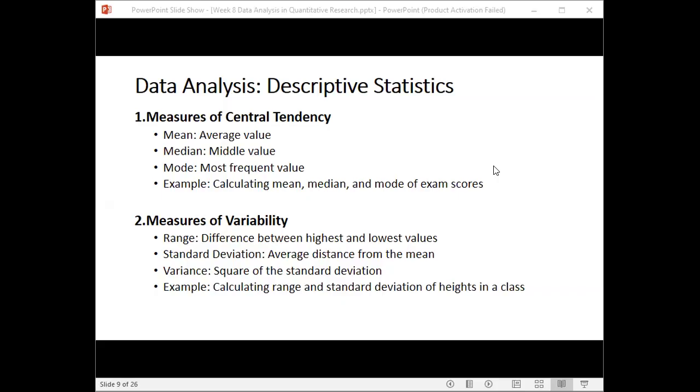Two, you can do measures of variability. I want to find the difference between the highest value and the lowest value. That is called the range. I want to find the standard deviation, the average distance away from the mean. That is descriptive. I can want to find the variance, right? That's the square of the standard deviation. Example, calculating the range and standard deviation of the height in a class. I can do that, and that is descriptive in nature. That's quantitative analysis.